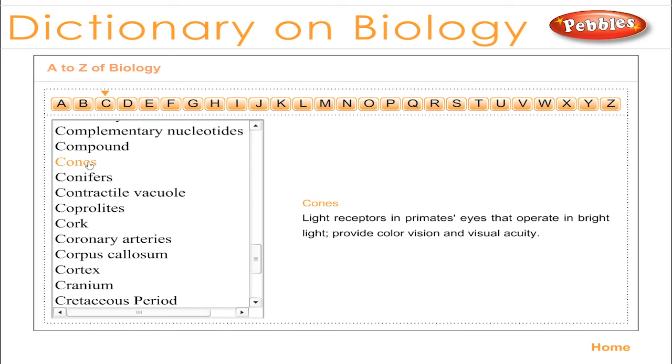Cones, light receptors in primates' eyes that operate in bright light, provide color vision and visual acuity. Conifers, group of gymnosperms that reproduce by cones and have needle-like leaves in general, includes the pines.